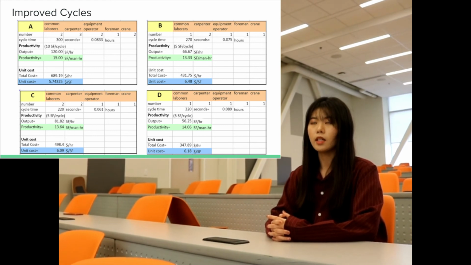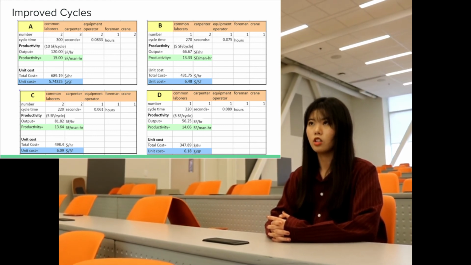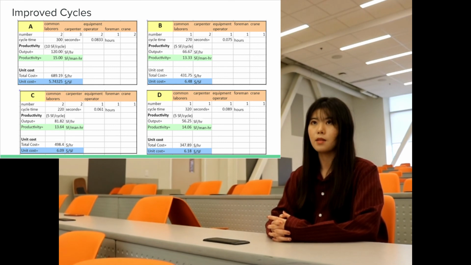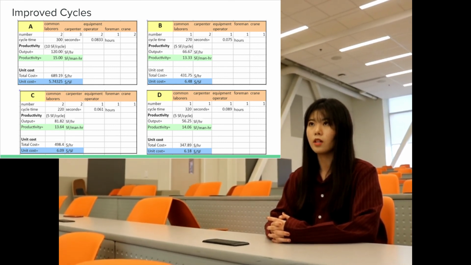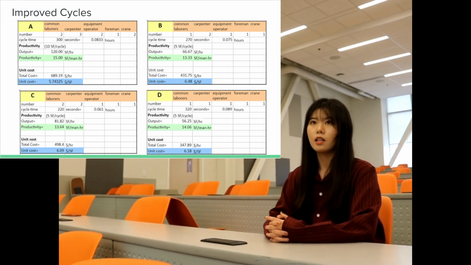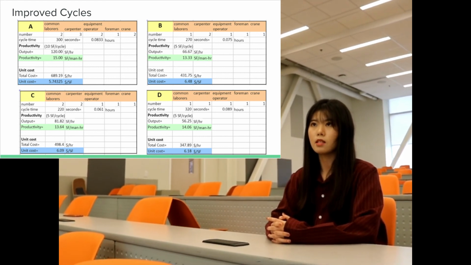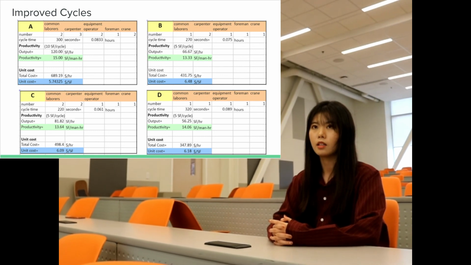So based on the cost analysis as well as working conditions, we think Plan C is the best since it has a low unit cost, which is $6.09 per square foot, and doesn't take a lot of working space since it has only 1 crane. This concludes our presentation.